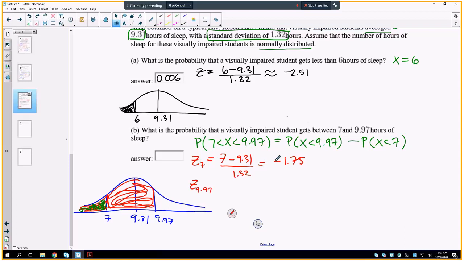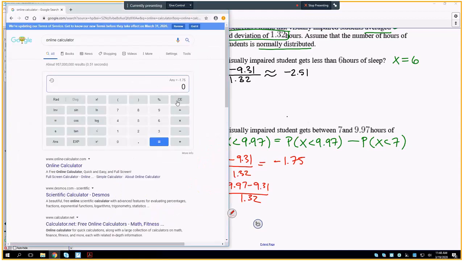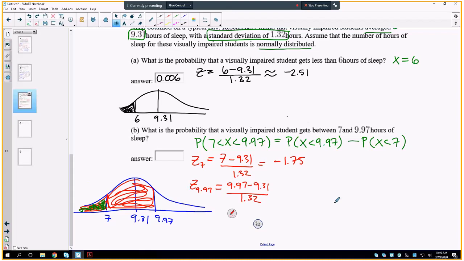I want to do the same thing for 9.97, subtract 9.31, divide by 1.32. So subtract the mean, divide by the standard deviation. I'm going to use my calculator to help me out. 9.97 minus 9.31, 0.66. Divide by 1.32 is 0.5. So those are actually pretty nice z-scores. Half a standard deviation higher than the mean if you're getting 9.97 hours.